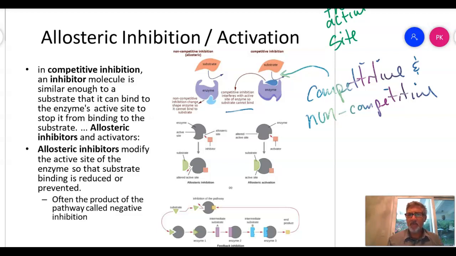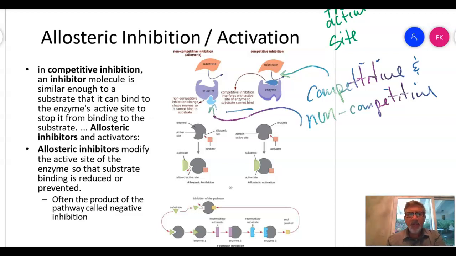A non-competitive inhibitor binds to what's called an allosteric site somewhere else. So allosteric means not to place, so it binds to another place and it changes the conformation. And if it changes the conformation of the active site, then the substrate won't fit. So that's competitive versus non-competitive. So this would be non-competitive right here.